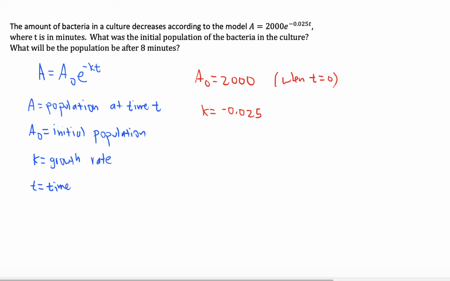To find the population after 8 minutes, we just plug in t equals 8 here and calculate what A is, the population after 8 minutes. So we plug in the 8. So e to the what? Negative 0.025 times 8. Now here's where you've got to be really in tune with your calculators. So you do have the exponential button. Make sure you put parentheses around here when you're calculating this value.